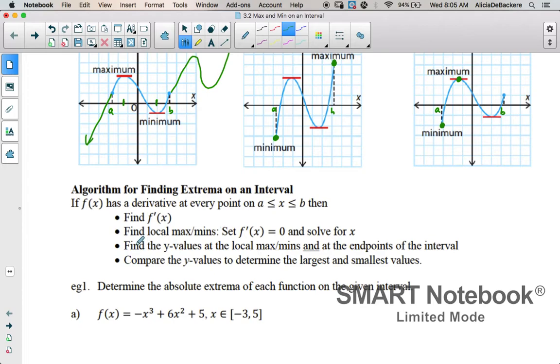The next thing I'm going to do is find the y values, or find the heights, at all of the local maximums and minimums and at the endpoints of the interval. So now I'm going to be figuring out what is this number across from this endpoint, what is this number across from the local minimum, and what is this number across from the endpoint. They just happen to be the same height in this example. Or over here, I'd be finding the height of this endpoint, the height of this endpoint over here, the height of this local maximum, and the height of this local minimum. And then once I've got those 4 y values, I'll just compare them to figure out which one is the largest and which one is the smallest.